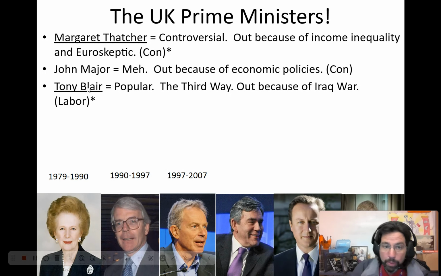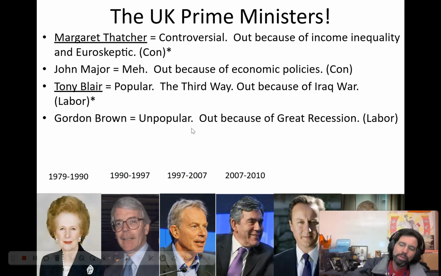Tony Blair is going to be referenced, probably very popular. He creates something called the Third Way, basically creating more liberal, left-of-center social values, but more conservative economic values. Extremely popular, but he sided with George W. Bush during the Iraq War and was also removed from power.